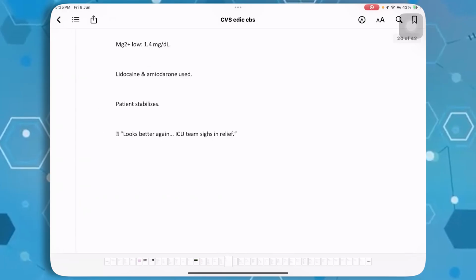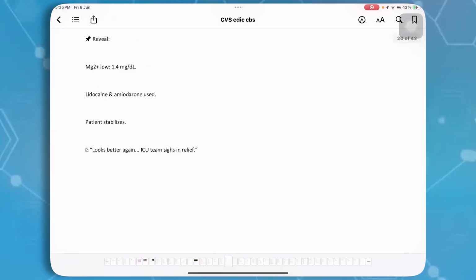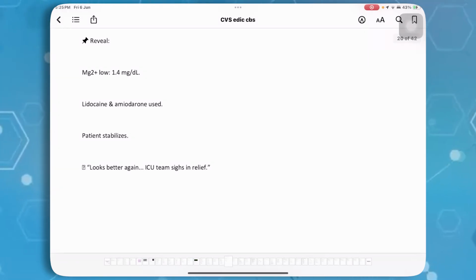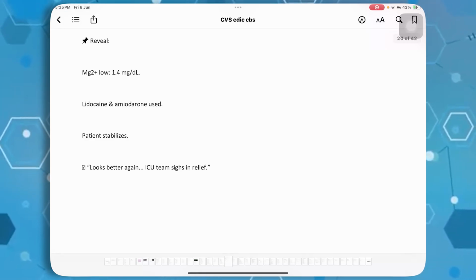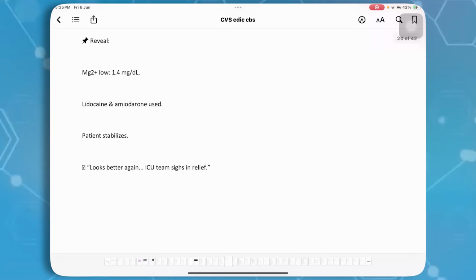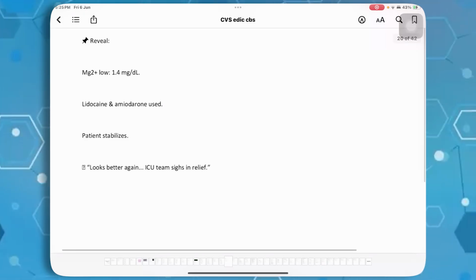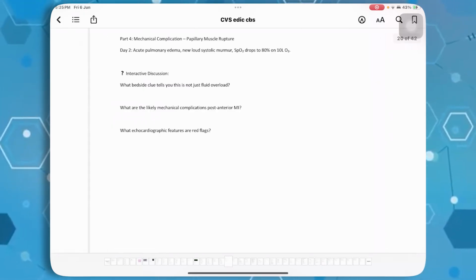So this patient of ours, finally we got the tests back. Magnesium was low, 1.4 milligrams. We gave lidocaine, we gave amiodarone, the patient stabilized. The patient looks better again. Everybody takes a sigh of relief.